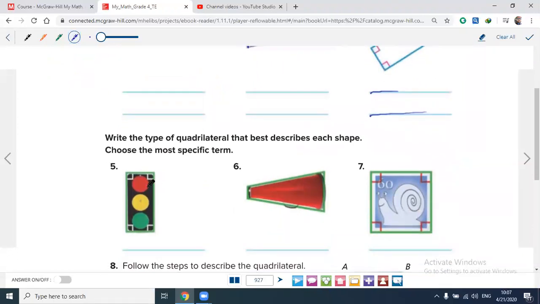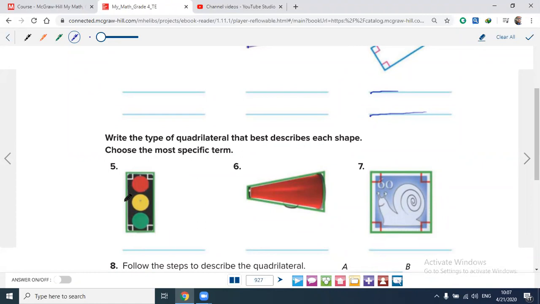What is this called? This is a rectangle. Why did I say rectangle? Because it has four sides with four right angles, but each pair of opposite sides is equal, not all sides. It's called a rectangle. But I can also name it a parallelogram. To choose the most specific term, it will be a rectangle.